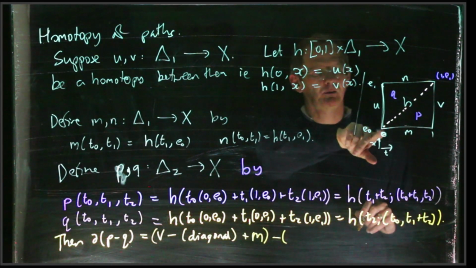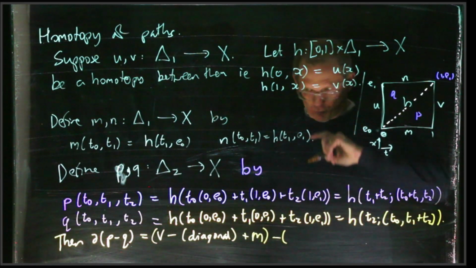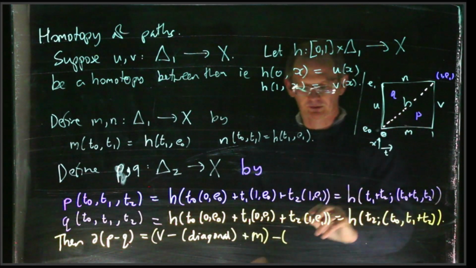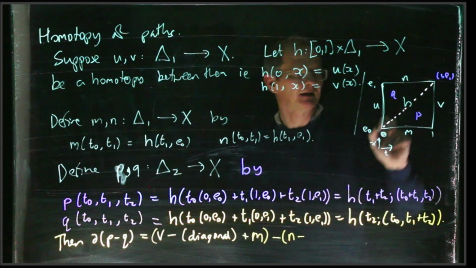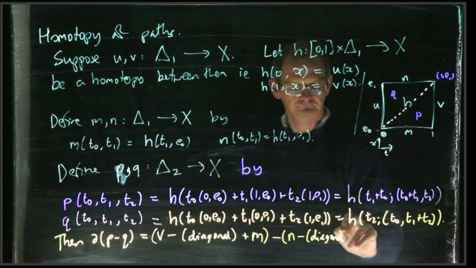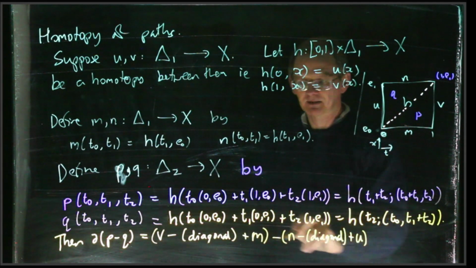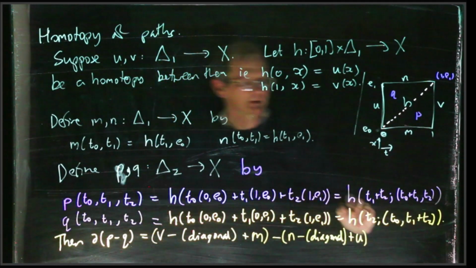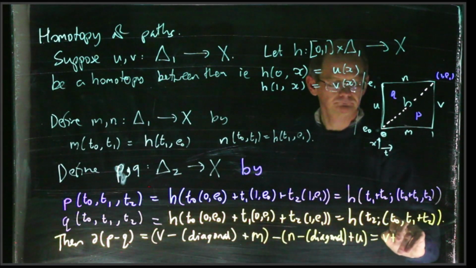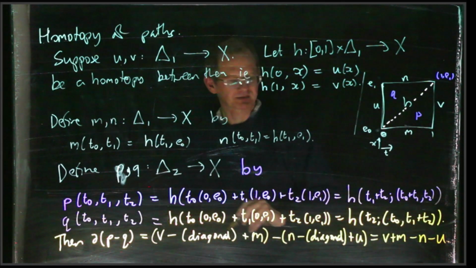Okay, so omitting vertex 0, that gives you n. In this case, we get an n there, and then you get minus, again, the middle thing is the diagonal. And then the last thing is your u. Okay, and the diagonal things cancel out. So what we get here is v plus m minus n minus u. Okay, so that's our conclusion.